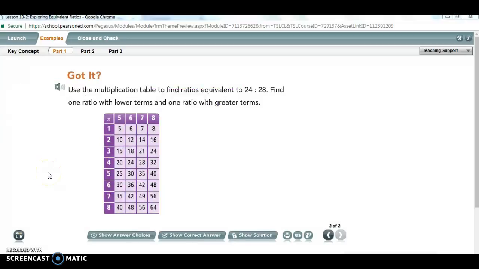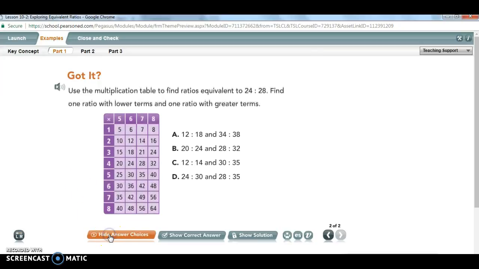Now we're moving to the Got It problem for part 1. Use the multiplication table to find ratios equivalent to 24 to 28. Find one ratio with lower terms and one ratio with greater terms. Here are some possible solutions. The correct answer is 12 to 14 and 30 to 35.